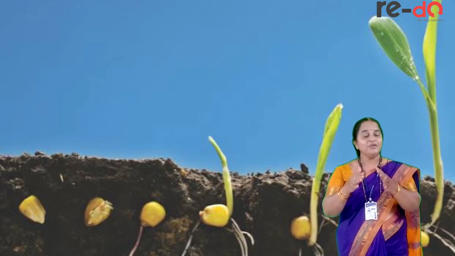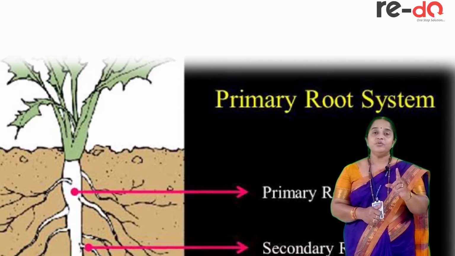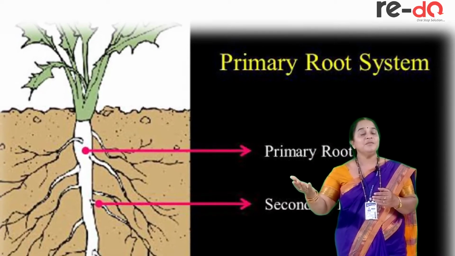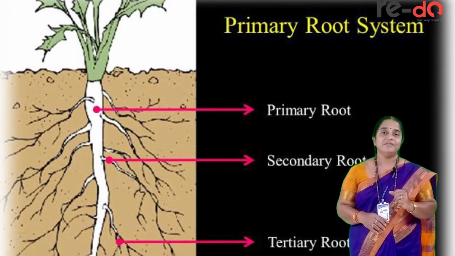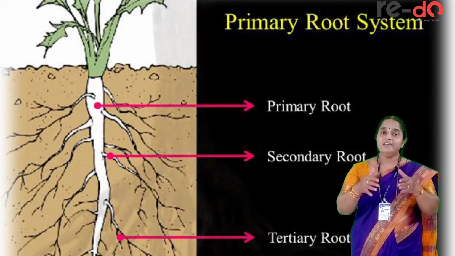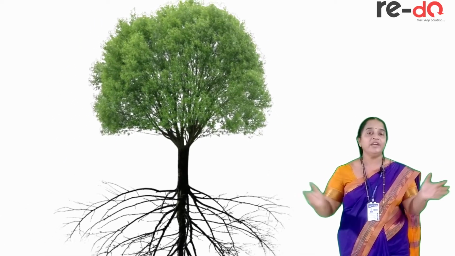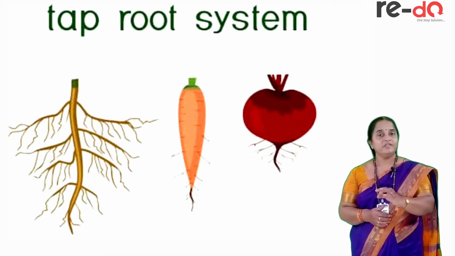And this radicle grows continuously, gives primary root. Primary root produces the branches called secondary root. Secondary root produces the branches called tertiary root, and fine branches are root hairs. Now, this is continuously penetrating root system derived from radicle. Radicle is retained as primary root with branches as secondary, tertiary roots with root hairs. This root system is said to be tap root system.